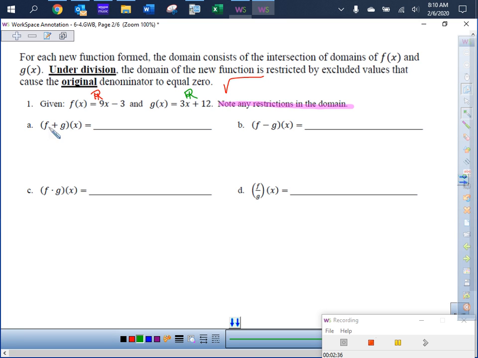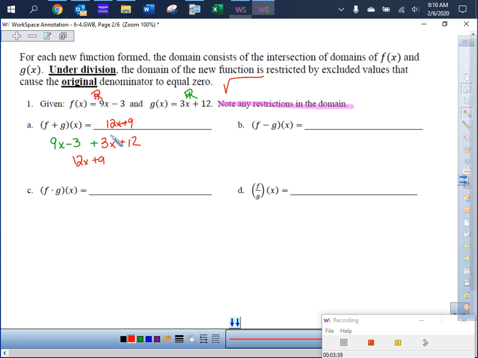So the first game that's going to happen is these two parties come together and they're going to play addition. So they ask us to add these together. It's a simple game. We'll take F, which is 9x minus 3, and add it to G, which is 3x plus 12. And this is pretty simple. Can't we combine some like terms in this case? Wouldn't that give us 12x plus 9 in that case?